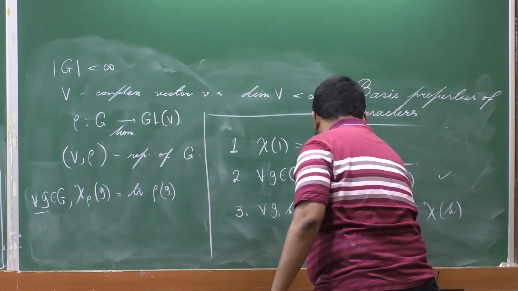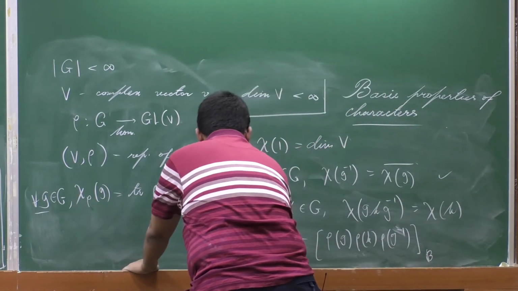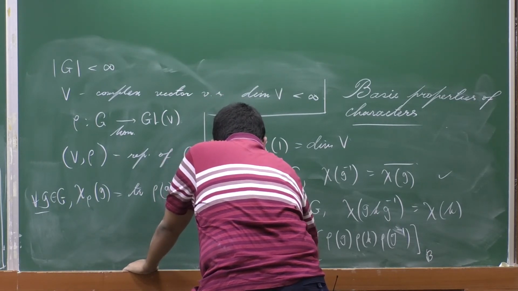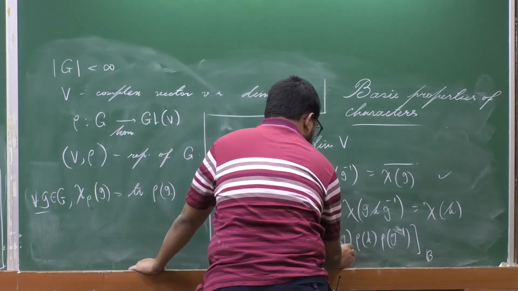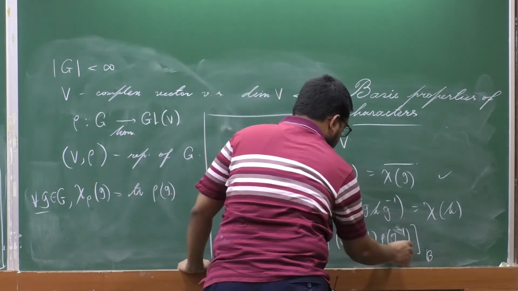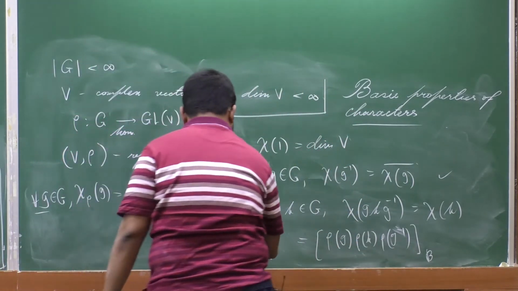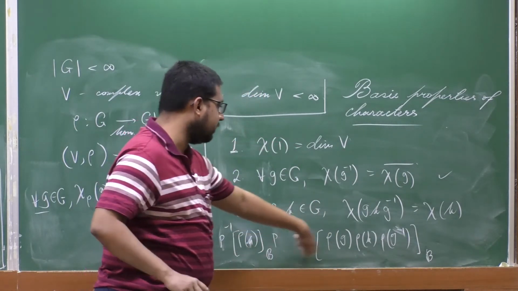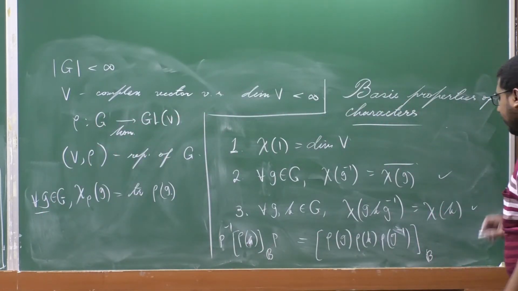So, let me do it here. For any basis B, this is going to be, so of course rho h will be there, and the matrix representations of these two. So, the matrix representations of these two operators are going to be inverse to each other, because rho is a homomorphism. So, therefore, this is going to be some conjugate of this. So, it will have the same trace as that of rho h. So, that is exactly what produces this. Okay.